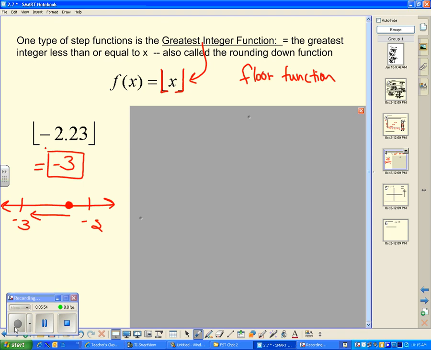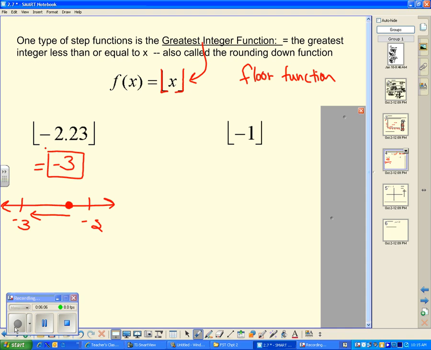So what you're going to do is go down from whatever number you're at, and the next integer, the next whole number, positive or negative, is what it's equal to. Okay, what about this one? It is -1. Yep, because it's less than or equal to, we're already on that integer, so that's just going to be -1.